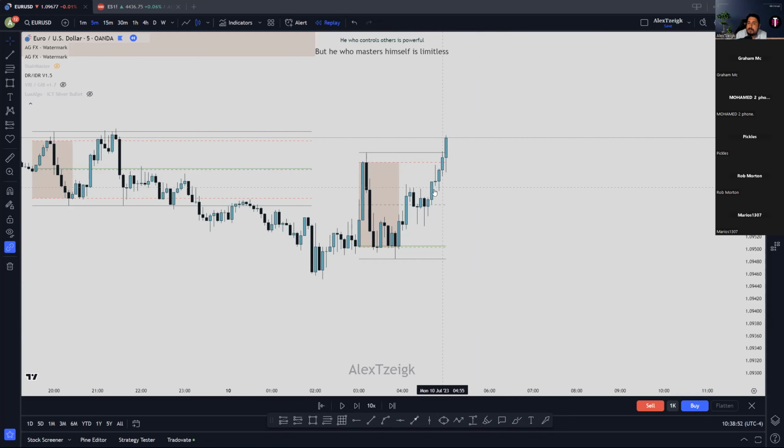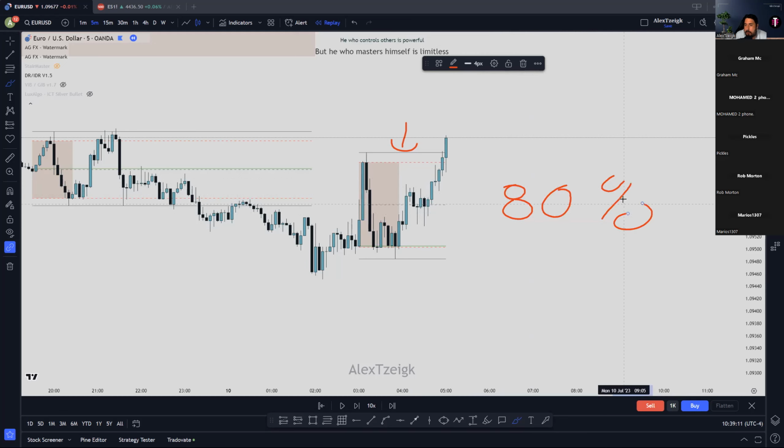He says that if we have a break of one side of the DR levels, we mean this straight line, that we have 80% probability that this level won't break. Yes, Roxy, yes. Break with a 5-minute candle, to clarify, yes.